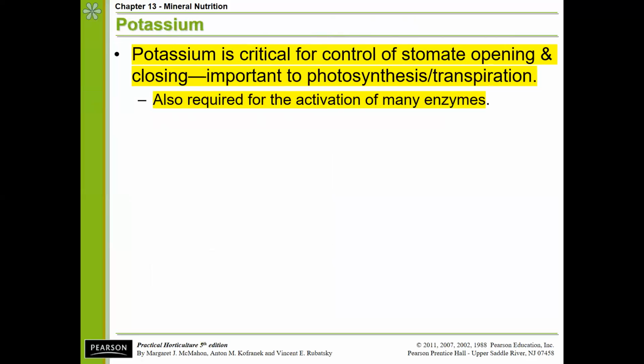Potassium, K, is also critical. One of our other major macronutrients. It's critical to control the opening of stomata, the pores on the undersides of the leaves. It triggers both opening and closing of the stomata. So it's important for both photosynthesis, allowing it to release carbon dioxide, as well as transpiration, allowing it to release water vapor. It's also required for the activation of many different enzymes and proteins within the plant, and can have synergistic effects with other elements.